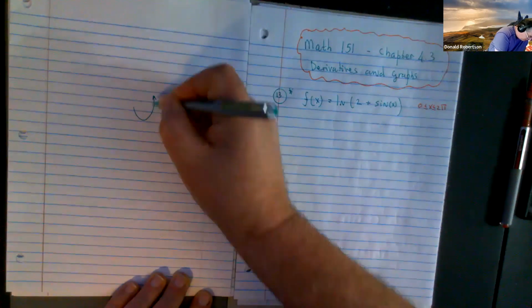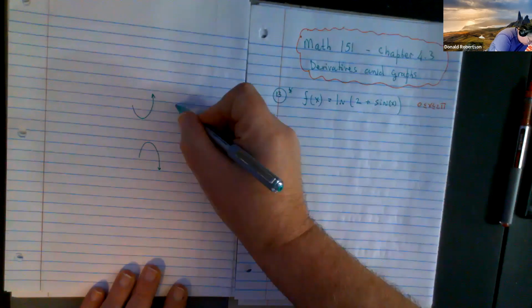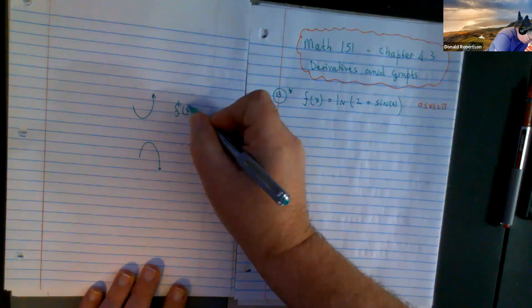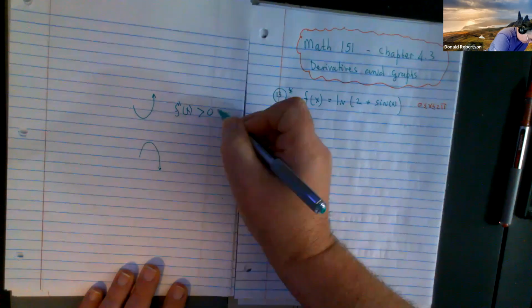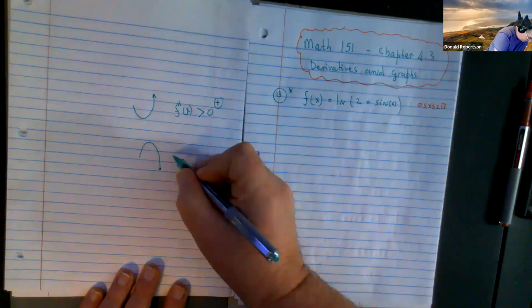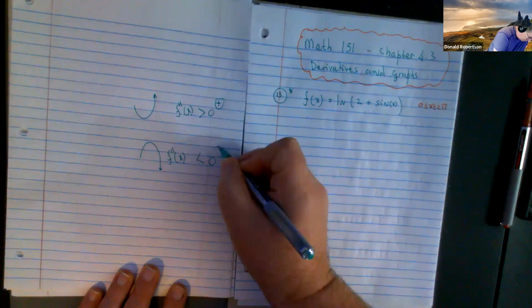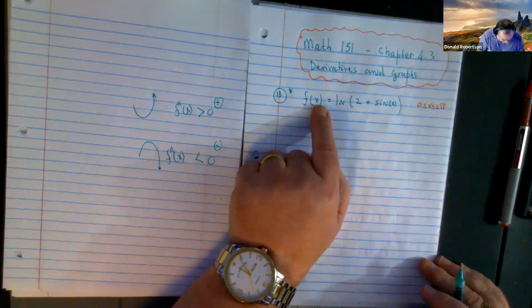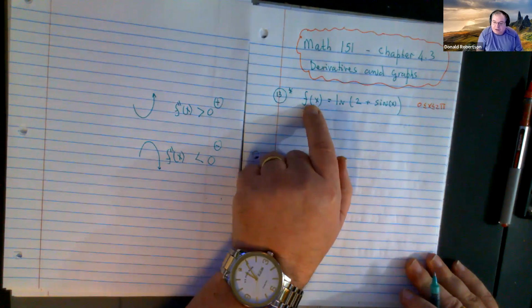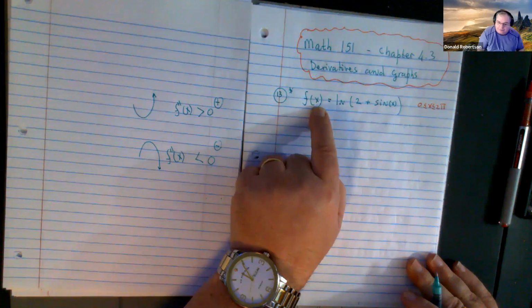In question 13, we're going to find the intervals where the shape is concave up. So we're going to find out when it's happy faces, and when it's sad faces. Happy faces happen when the second derivative is greater than 0, when it's positive. And sad faces happen when the second derivative is less than 0. So the first job is to find the second derivative of this function.